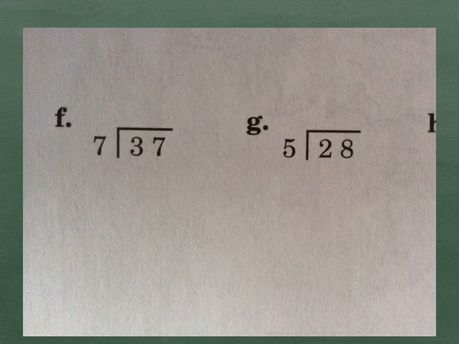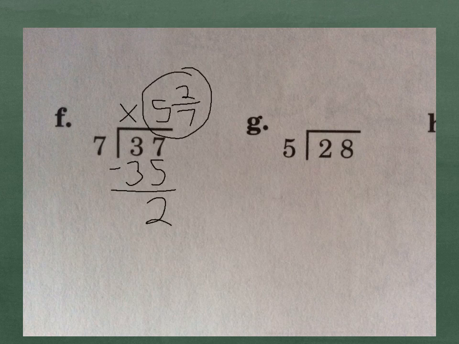7 does not go into 3, but it does go into 37. 7 times 5 is 35. Subtract, you get 2. And so it's 5 and 2/7. And that's already reduced, so we can circle that. Our answer is 5 and 2/7.